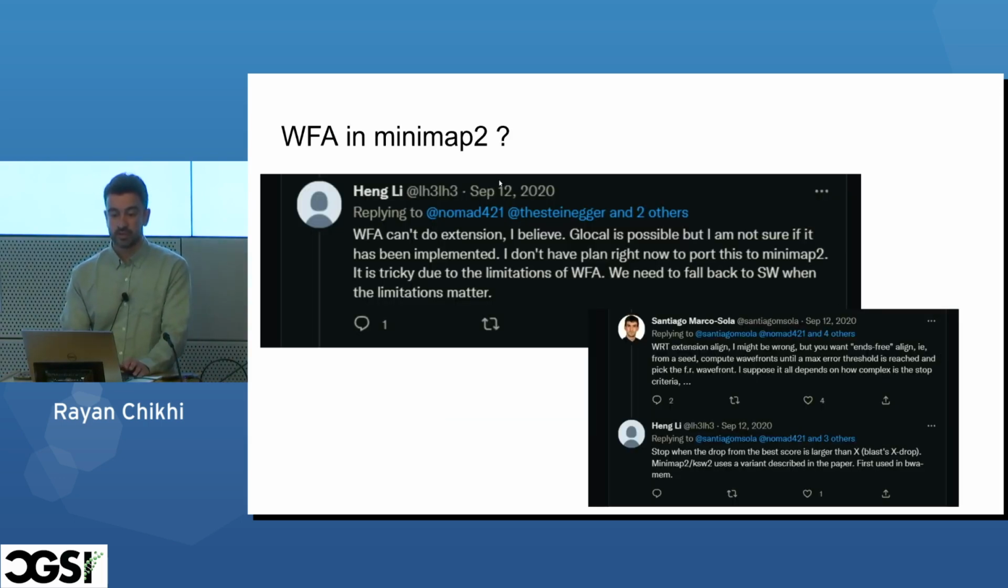So one may ask, why is WFA not incorporated inside Minimap2? And the answer is hidden inside a tweet thread from 2020, where Heng explains that since WFA cannot extend alignment indefinitely, it needs to do global alignment. There is a notion of glocal that is possible but hasn't been developed yet. And the author of WFA says, yeah, actually, you could perhaps do it. And then they start developing the idea and they stop here. So 3 years ago, there was the beginning of a project that you can see on Twitter, and the project never came to life. That's very interesting, I think.